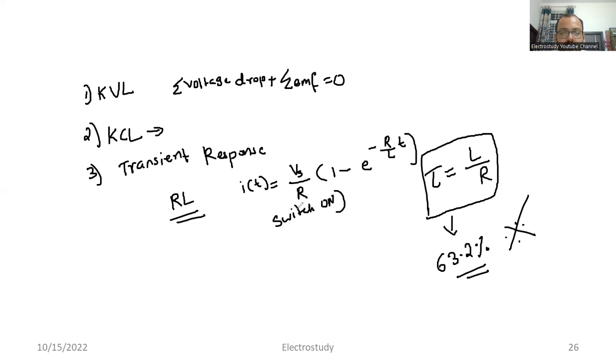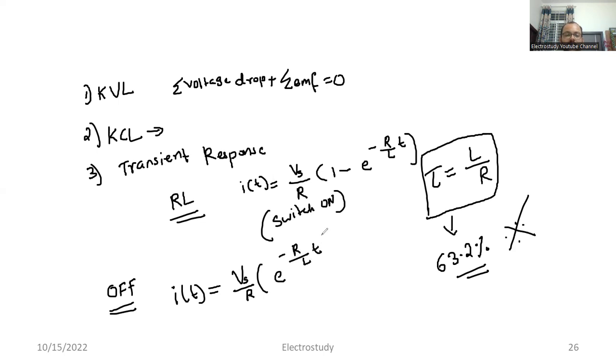Suppose the switch is in the off condition. When the switch is off, what is going to happen? The current will decay. Whatever energy was stored will be discharged, or at the same time we can explain it in terms of current also. The current is coming down. So the decaying current can be written as Vs by R into e to the power minus R by L into t.